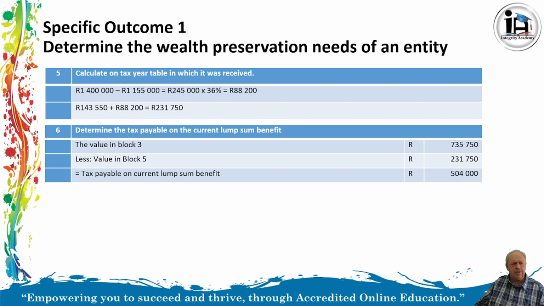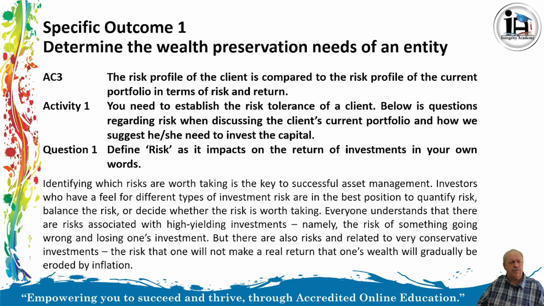Let's move on to AC3, assessment criteria 3, where we will look at the risk profile of the client as compared to the risk profile of the current portfolio in terms of risk and return. Activity 1, you need to establish the risk tolerance of a client. Below are questions regarding risk when discussing the client's current portfolio and how we suggest he or she needs to invest his capital. Now, there are many risk profiles out there.